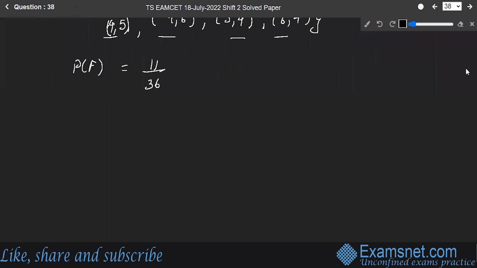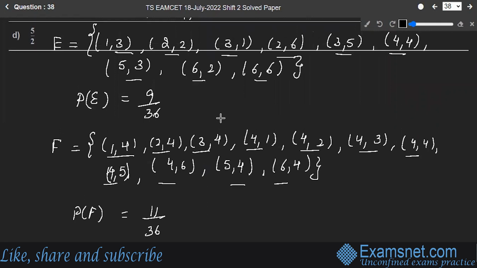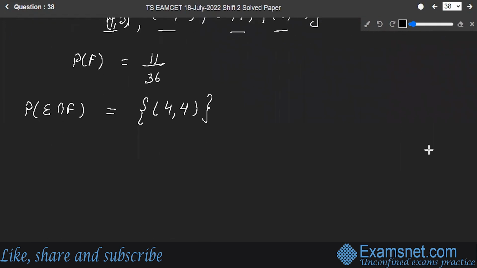Now, probability of E intersection F is equal to, if you see, both of them match only for (4,4). This is the only one which is matching. So E intersection F is only possible for this pair. Now the probability of E intersection F is obviously 1 upon 36 only, right?